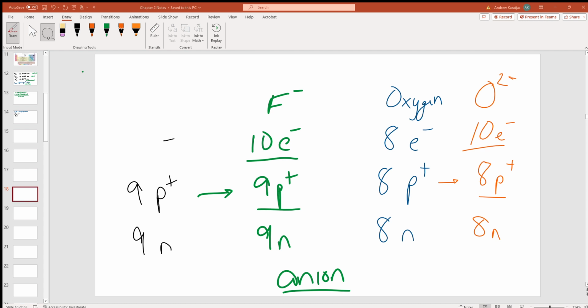And for positively charged ions, we refer to those as cations. And if you ever have trouble remembering that, just remember that a cation is going to be positive.